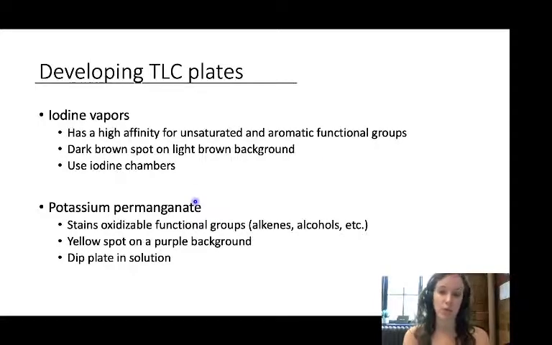The second stain we're going to do this week is a really nice deep pink purple potassium permanganate. This stain will mark any oxidizable functional groups. Think alkenes, think alcohols, anything that can be oxidized really. You'll see these show up as a yellow spot on a purple background. The whole plate will kind of come out purple from the solution, but there'll be yellow spots.